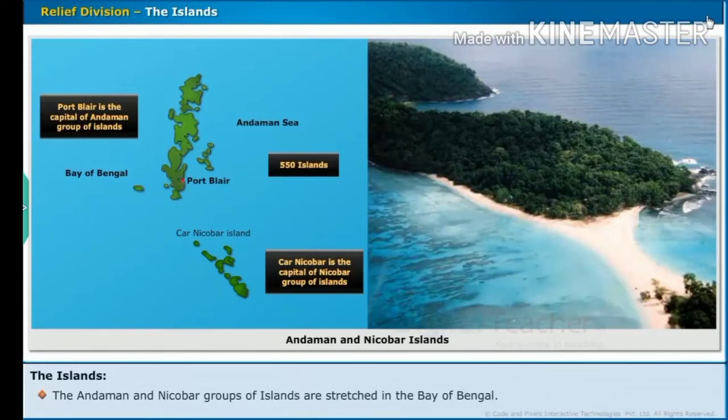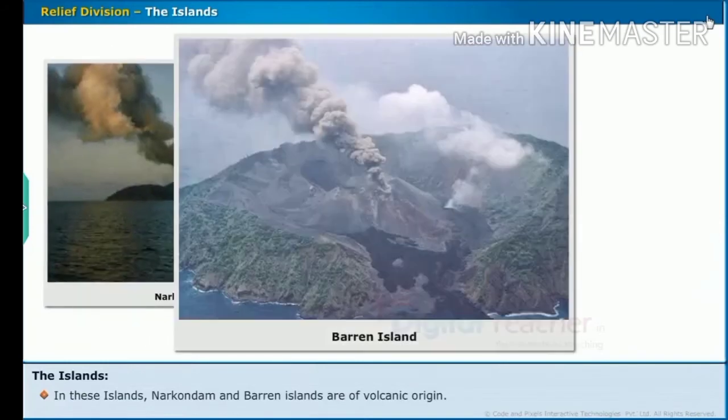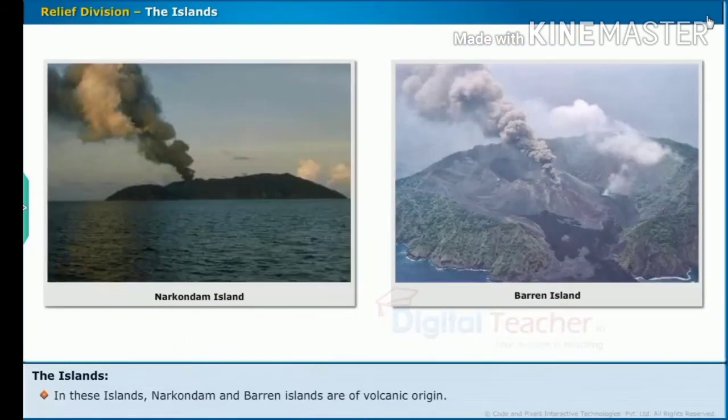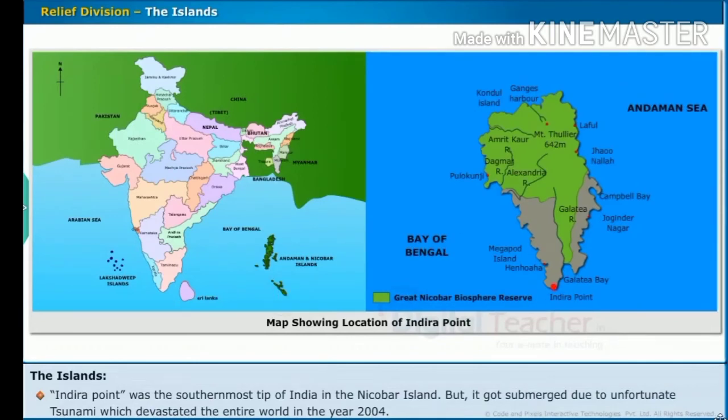The Andaman and Nicobar groups of islands are stretched in the Bay of Bengal. These are the portions of submerged mountain paths which run from the Myanmar mountain range, the Arakan Yoma. In these islands, Narcondam and Barren Island are of volcanic origin. Indira Point was the southernmost tip of India in the Nicobar Islands, but it got submerged due to the unfortunate tsunami which devastated the region in the year 2004.